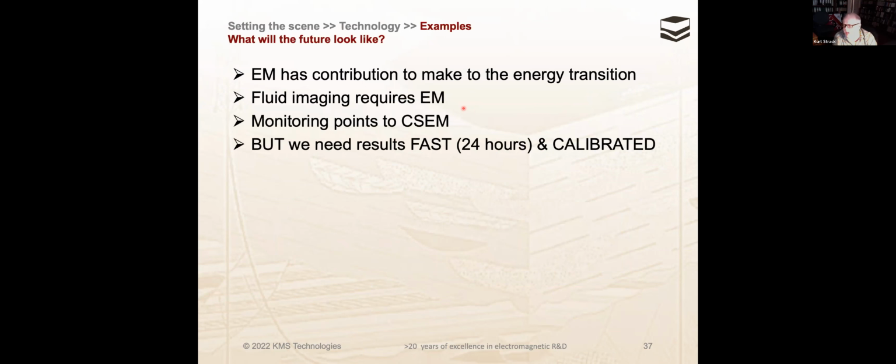And when I say EM, I always recommend to record seismic at the same time. And when I say CSEM, I will always recommend to not forget to also acquire MT data.